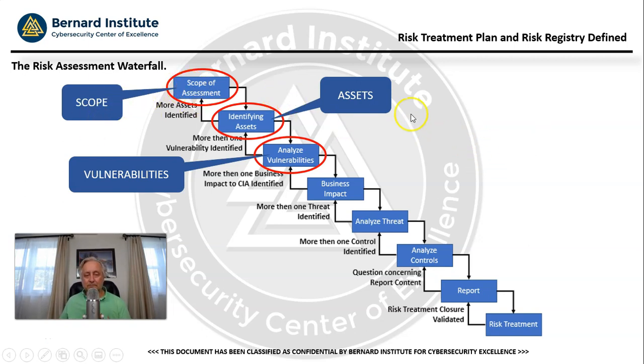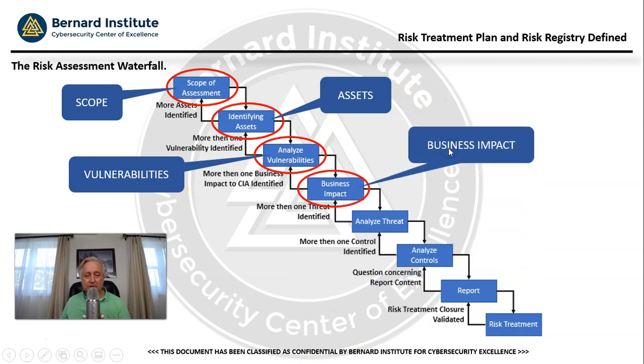So scope, assets, vulnerabilities. Then we're going to look at the business impact, right? So the business impact is what happens if a vulnerability gets exploited. What happens to the organization? Do they lose confidentiality? Do we have a privacy breach in our organization? That would be a big problem, because as you know, there's so many different privacy laws now.